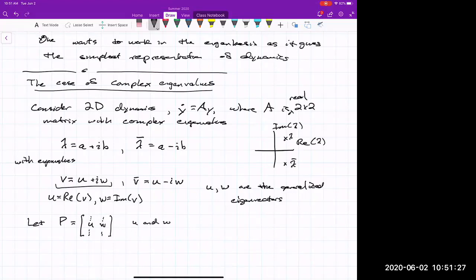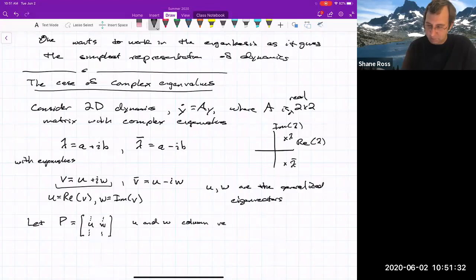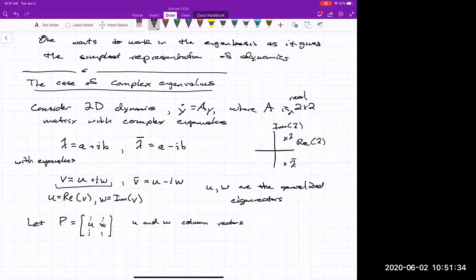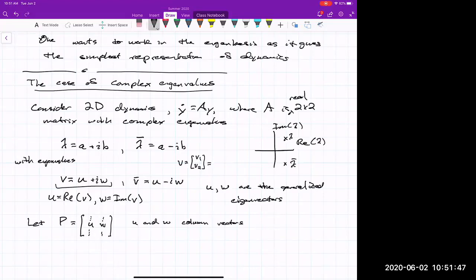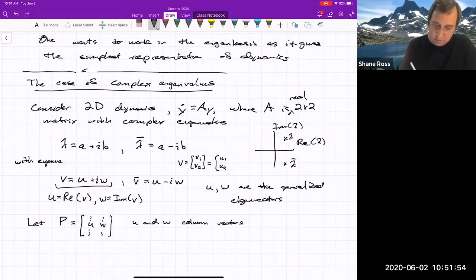Aren't U and W scalars? No. Oh, wait, I'm just looking at this and it says with eigenvalues, V equals U plus i W. This will be like V, it'll have 2 components since we've got a 2-dimensional thing. I think you have a typo there, because you meant to write with eigenvectors. Yeah, that's right. Thank you. The eigenvectors. So this is what you would get from MATLAB.